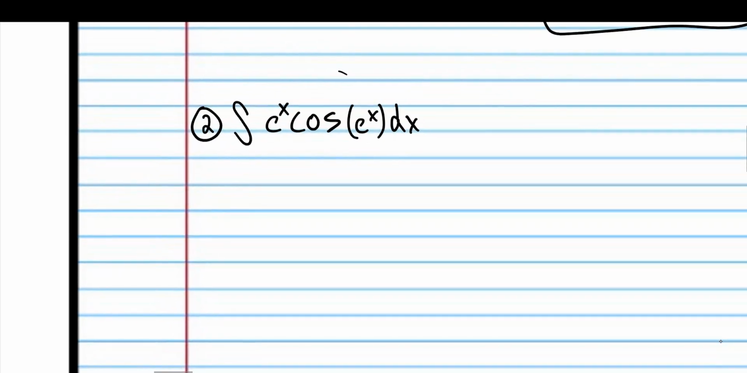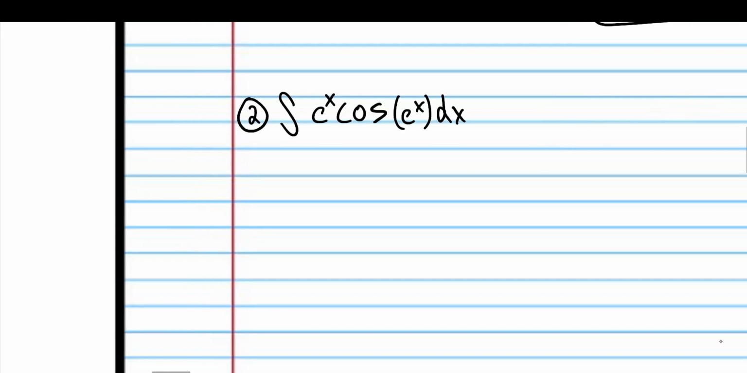So we want to find the antiderivative of this expression, but we don't know what to do. This is a complicated expression. Now remember, the derivative of e to the x is e to the x. It's the only function whose derivative is equal to the exact same function. So we're going to use u substitution, and u is usually going to be the inside function.